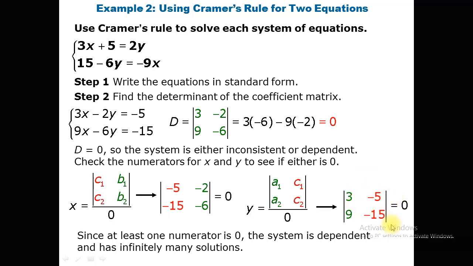15 times 3 is 45 and 5 times 9 is 45. We obtain the products minus 45 and minus 45. The difference, minus 45 minus minus 45, is minus 45 plus 45, which is 0. Since at least one numerator determinant is 0, and this determinant is also 0, the system is dependent and has infinitely many solutions.